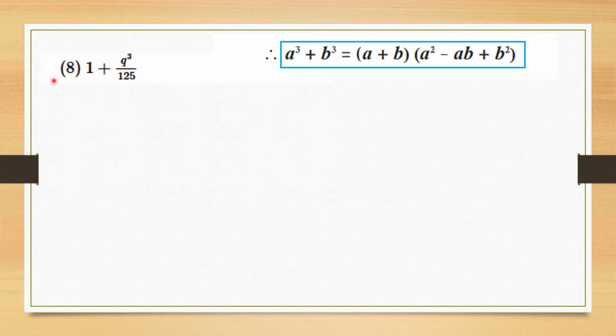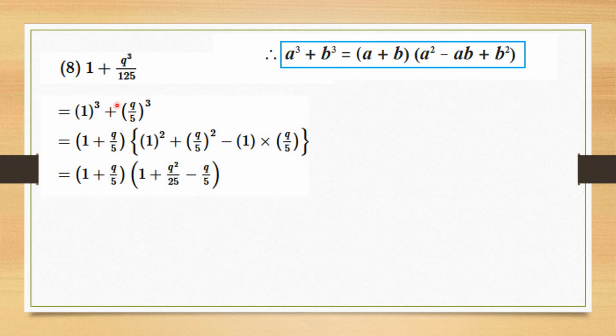If you see the eighth sum, it is 1 plus q cube upon 125. Now here first what we'll do is write this 1 as 1 the whole bracket cube, as 1 cube will be 1 itself. That is why we are writing (1) the whole bracket cube plus, now we know 125 is the cube of 5. So in place of 125 we'll write 5 cube. Since the numerator and the denominator both have cube, we can write them in one bracket together. So this becomes (q upon 5) the whole bracket cube.